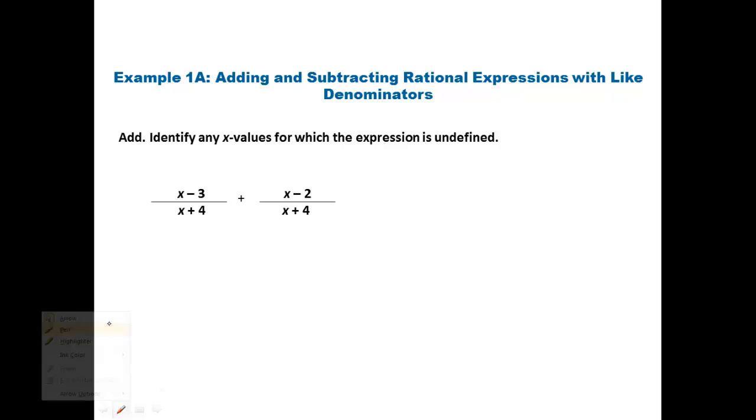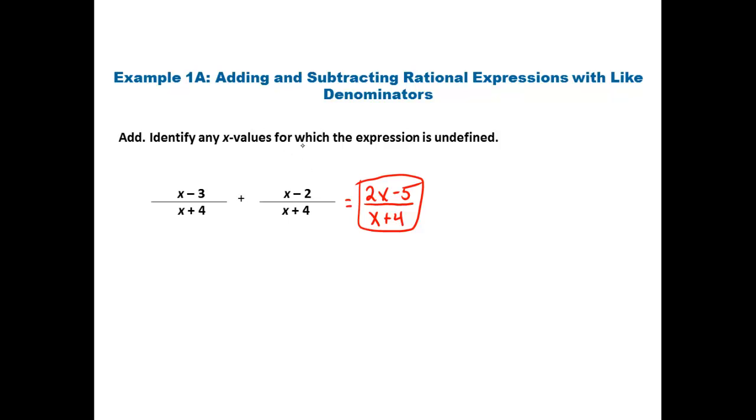We're given one where the denominators are the same. So just like when you add fractions, you add the numerators, and the denominator stays the same. If we go through and add the numerators, we get 2x minus 5. That is our answer, 2x minus 5 over x plus 4. Then it says identify any x values for which the expression is undefined. So we need to look at the denominator, and we know that the denominator cannot equal 0, so x cannot equal negative 4.